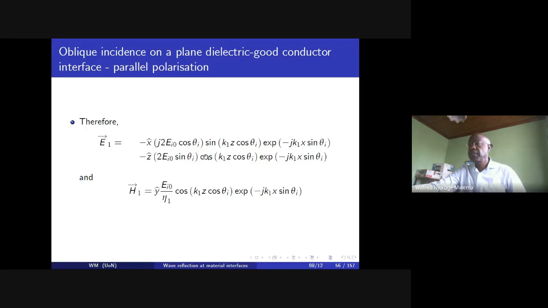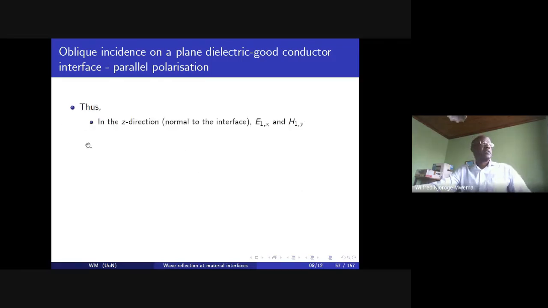For the Z component, we see that the amplitude variation is multiplied by a sine and cosine of K1Z cos theta I as well. So the H field obtained from the cross product of the unit vector in the direction of propagation by that and divided by eta 1 will be given by that value. And we see again it has an amplitude that varies as a cosine of K1Z cos theta I away from the interface.